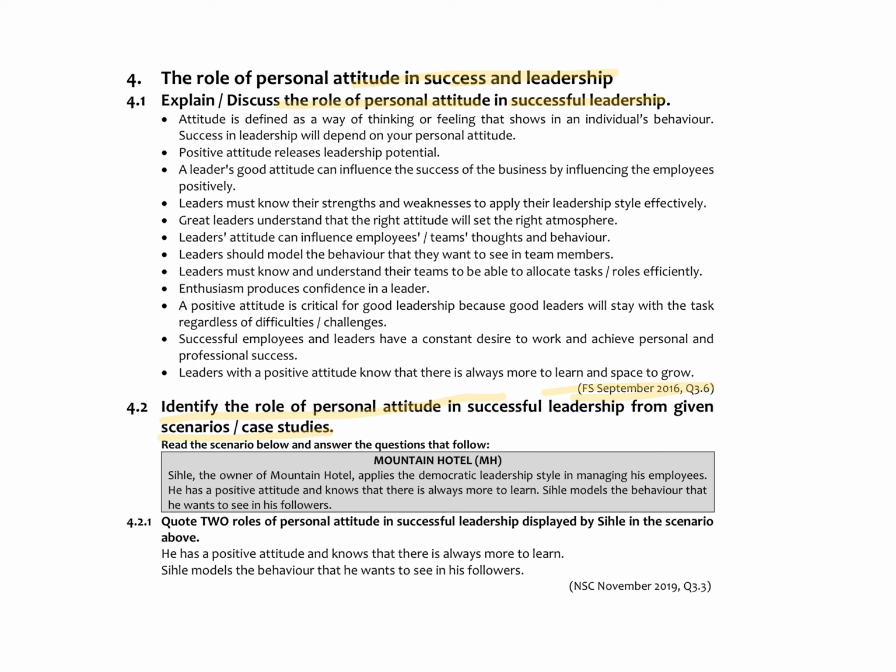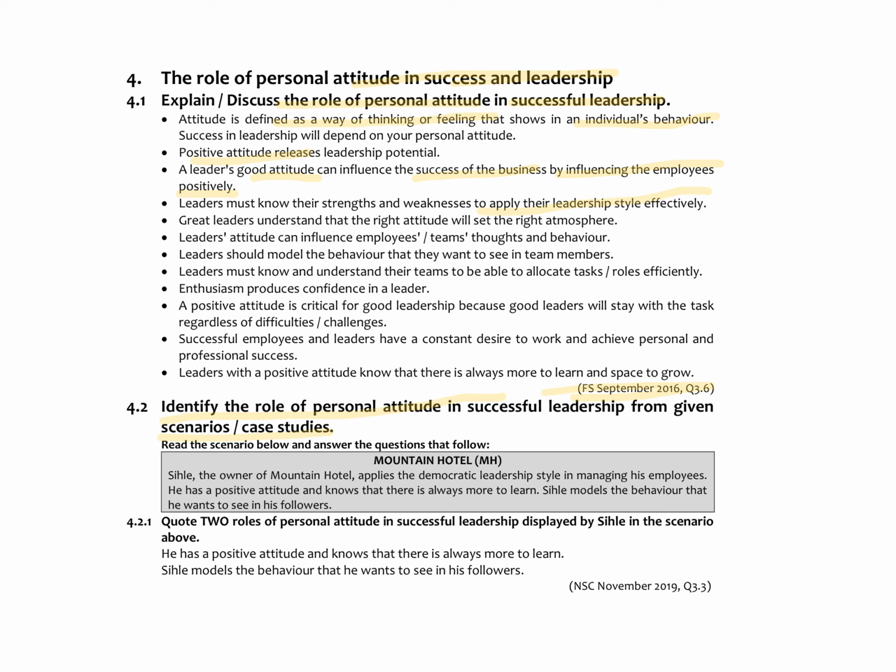They say attitude is defined as a way of thinking or feeling that shows an individual's behavior. A positive attitude releases leadership potential. A leader's good attitude can influence the success of a business by influencing the employees positively. Leaders must know their strengths and weaknesses to apply their leadership style effectively. Now, these lines over here, that's the standard answer.